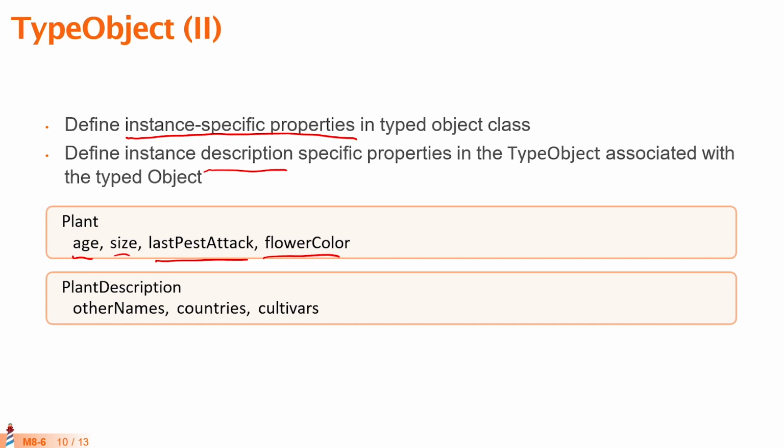And in the description, we are going to have all the common information for all the same species. For example, in which set of countries it is found, or what are the other names for it. Like this, we can have divided what is the instance-specific information, and we can have the kind or type object information.